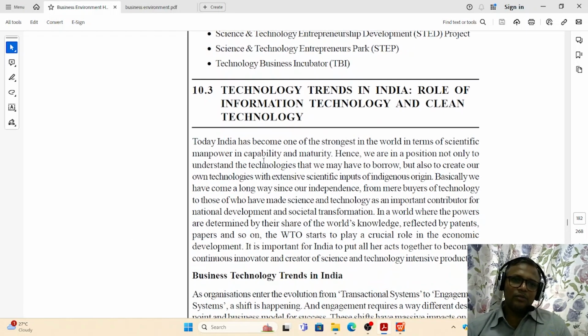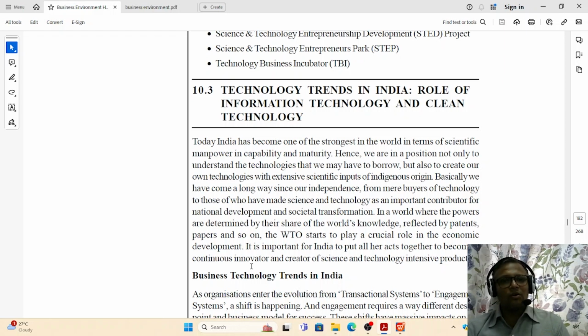The next part is the technology trends in India, that is the role of information technology and clean technology. Today, India has become one of the strongest in the world in terms of scientific manpower and capacity and maturity. Hence, we are in a position not only to understand and borrow technologies, but also to create our own technology with extensive scientific inputs of indigenous origins.